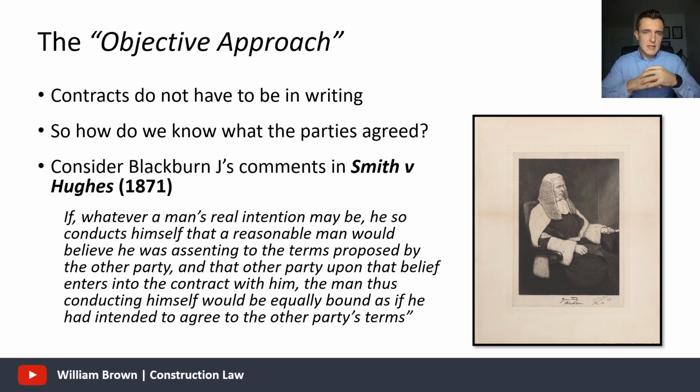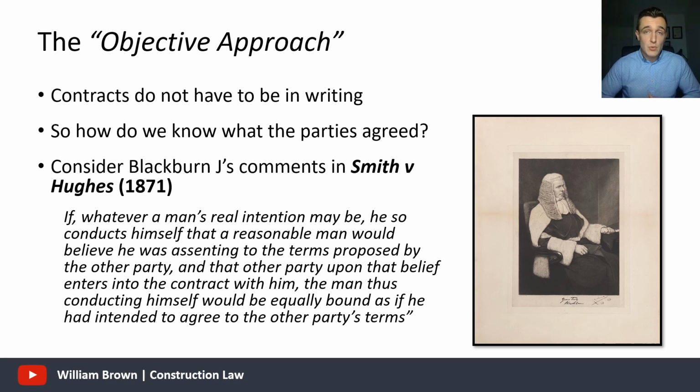And the first case then that we're going to consider as part of this lecture series is Smith and Hughes from all the way back in 1871. Again, the facts of the case are not particularly important. It was to do with a contract for the sale of oats for a racehorse.